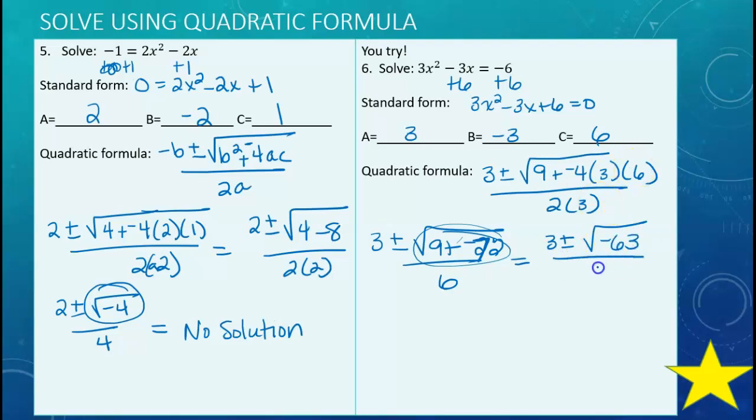Well, remember, we cannot find the square root of a negative number. There is nothing that multiplies by itself to give a negative. And so what that means is I am done, and I say no solution.